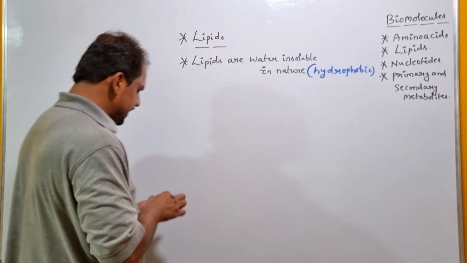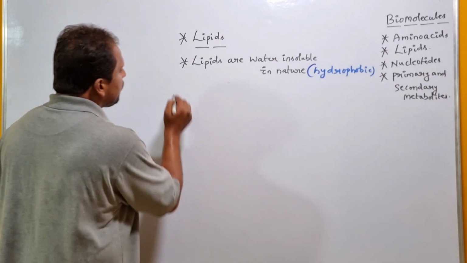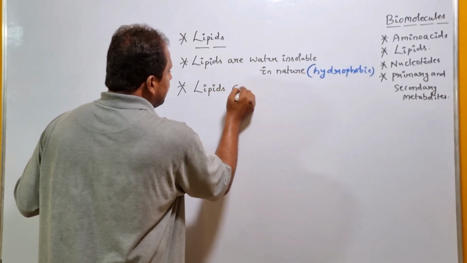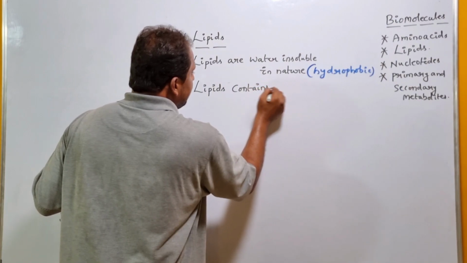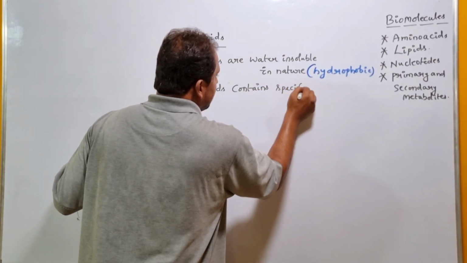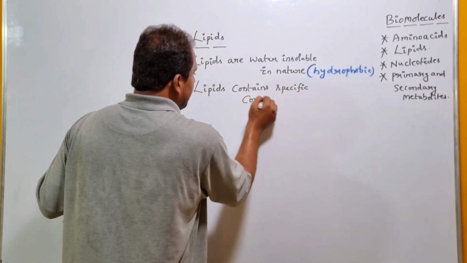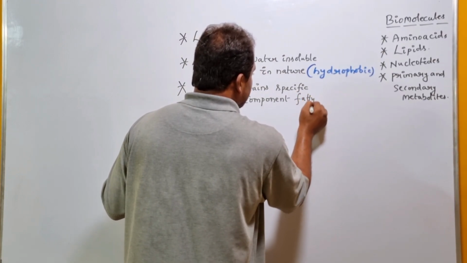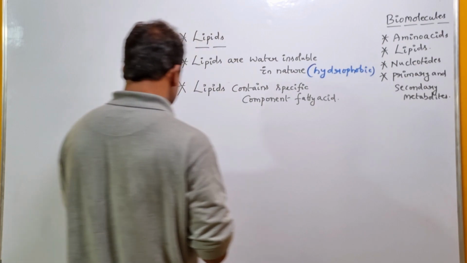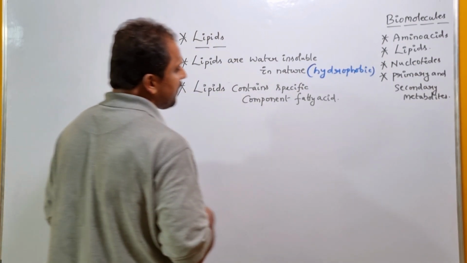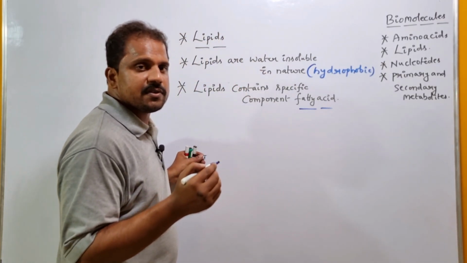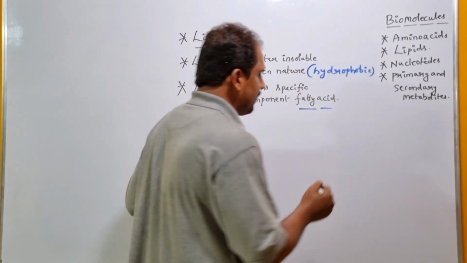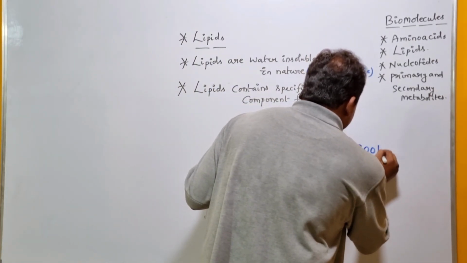And basically the lipid contains a specific component which is nothing but what? Fatty acid. Lipids contain a specific component which is nothing but fatty acid. So the fatty acid is the chief component of the lipid molecule, and likewise the amino acid, it contains a specific functional group which is nothing but what? Carboxylic group. So look at here, carboxylic group.